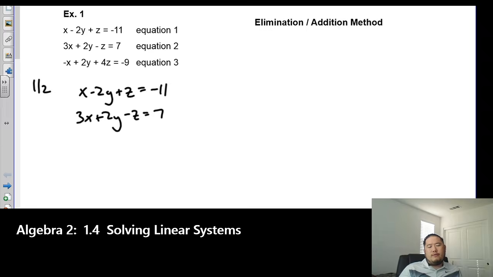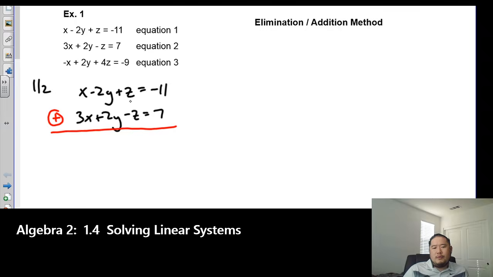Now, the reason why I'm doing that is because I look at this and I know that I could eliminate the z's. Remember, the elimination method is also called the addition method. So I'm going to go ahead and put that plus sign there, because I'm going to add things together. And look at the z's. If I add the z's together, that automatically will eliminate things.